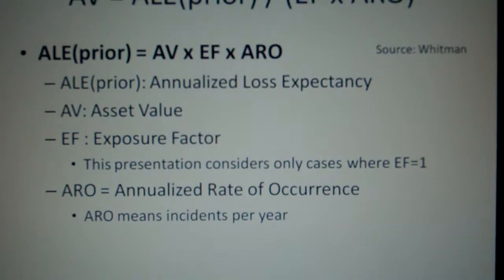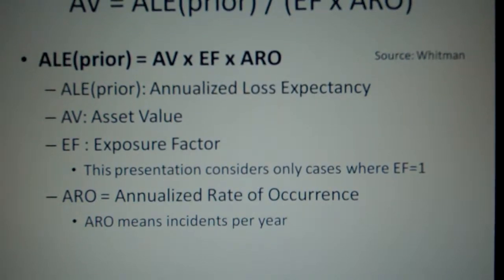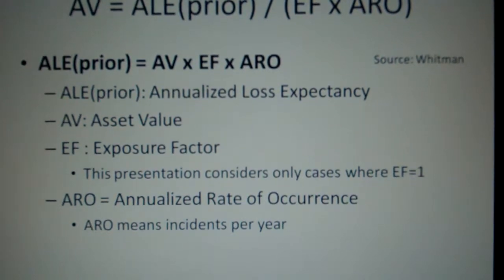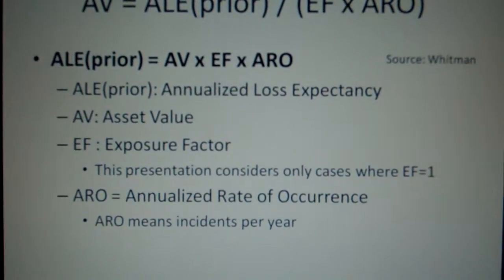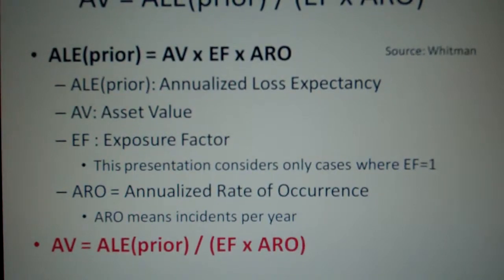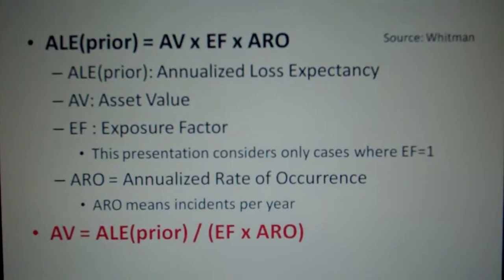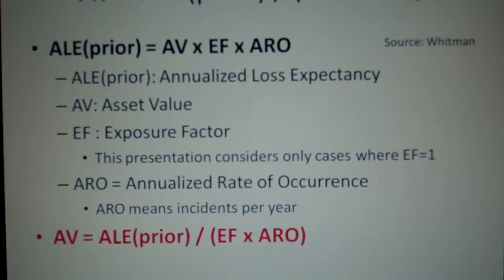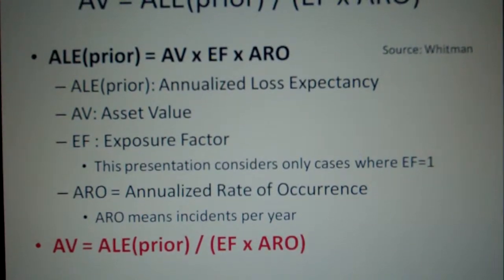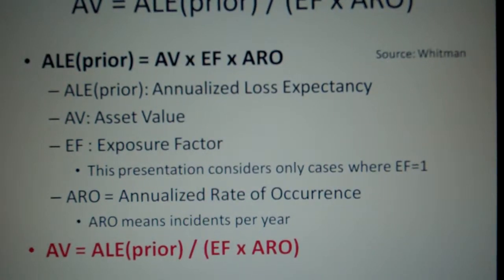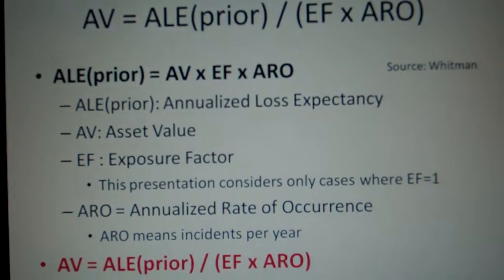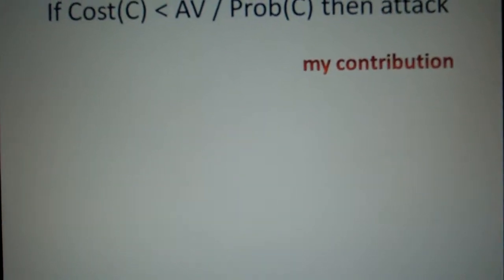The ARO, the annualized rate of occurrence, just means the incidence. How many times does it happen per year? And of course, the AV is the asset value. So if ALE equals the asset value times the exposure factor times the annualized rate of occurrence, we can also say that AV equals ALE divided by ARO, assuming EF is always 1.